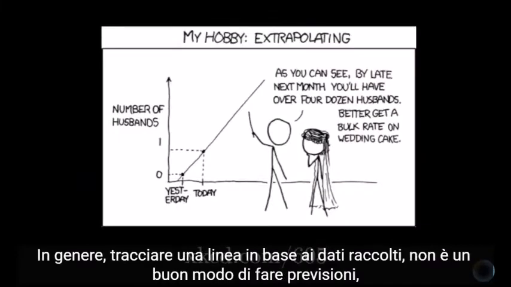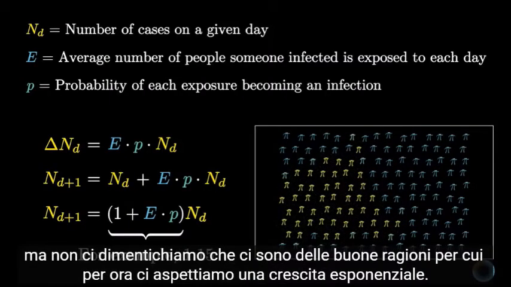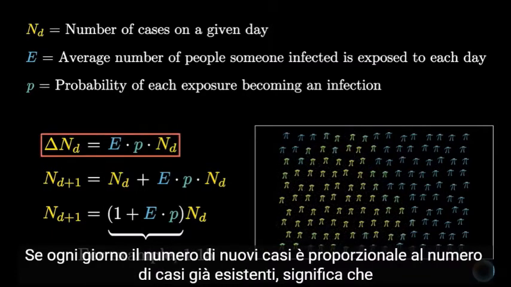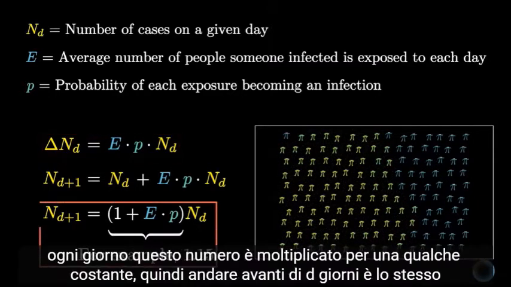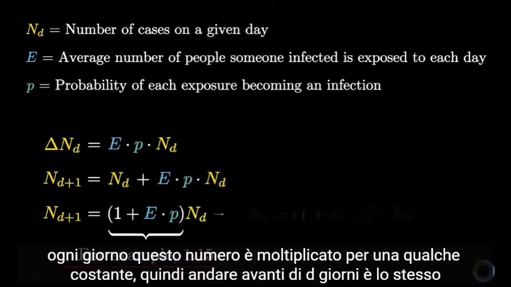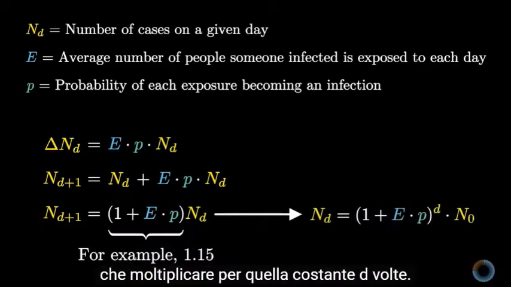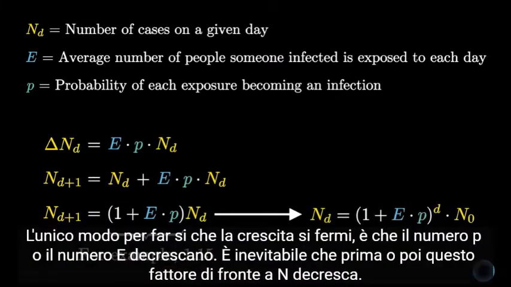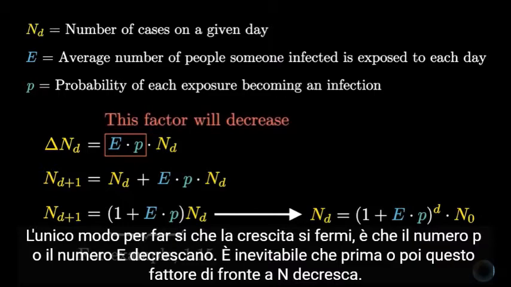In general, with no context, just drawing a line through your data is not a great way to make predictions. But remember, there's an actual reason to expect an exponential here. If the number of new cases each day is proportional to the number of existing cases, it necessarily means each day you multiply by some constant. So moving forward d days is the same as multiplying by that constant d times. The only way that stops is if either the number e or p goes down. It's inevitable that this will eventually happen.